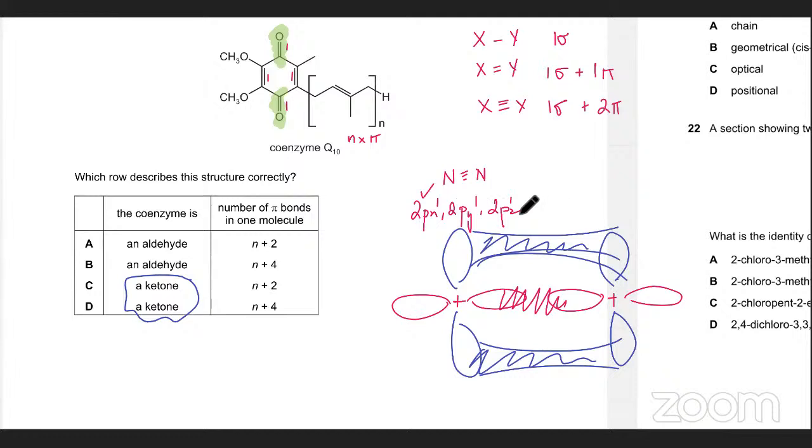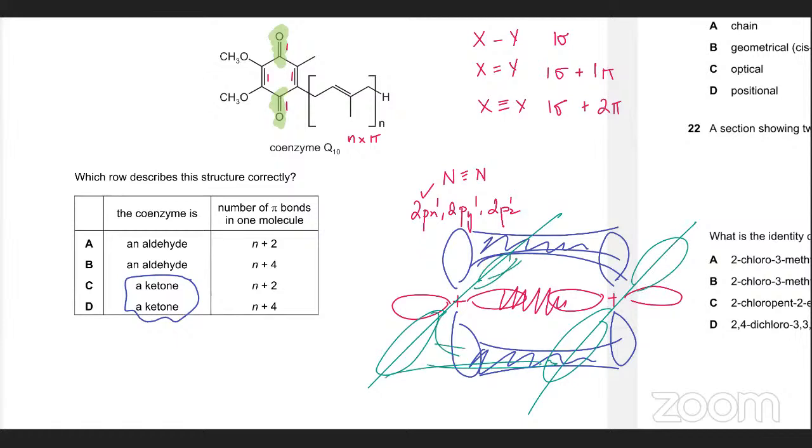And then you've got a 2pz as well. So the 2pz would be on the z-axis. So that indicates that there's going to be overlapping happening at the front and on the back side, on the z-axis. So there would be 2 pi bonds formed.